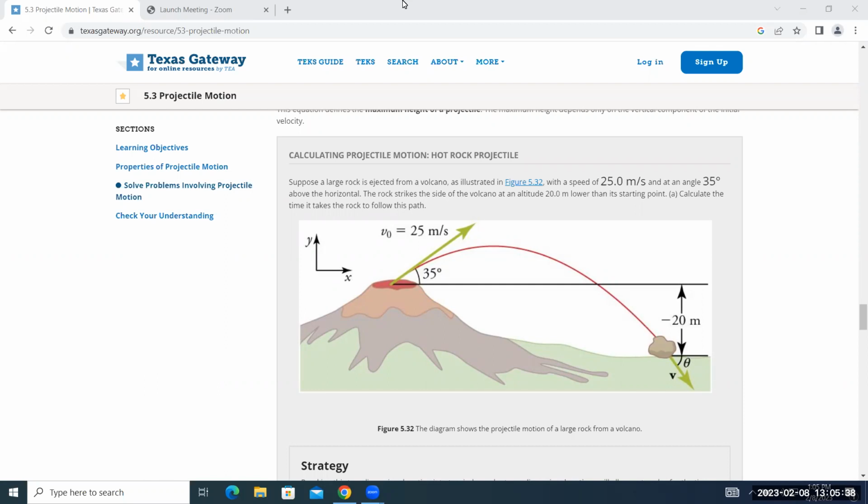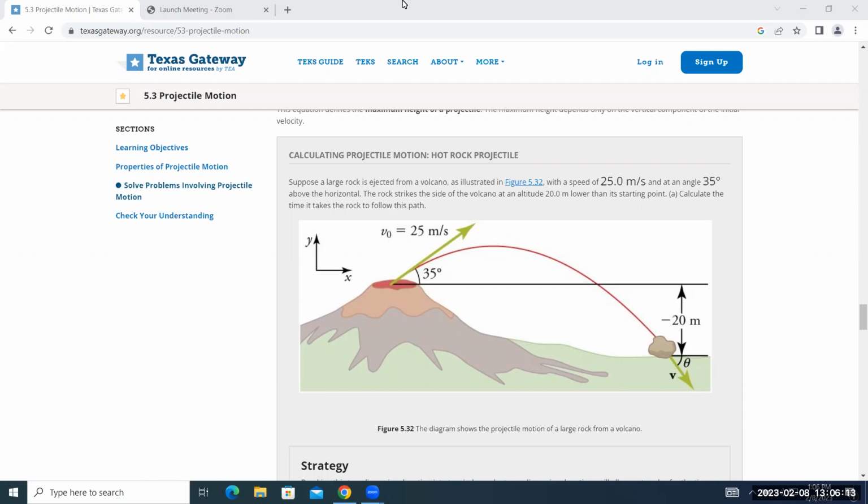The reason I like this problem is that it's relatively simple to do. It's a good application of our kinematics equations, but it's got just enough complexity that you can use all of the skills that you have learned up to this point to solve it. And I think if you understand this problem and how to solve it, then you've pretty much got a good grasp on two-dimensional kinematics.